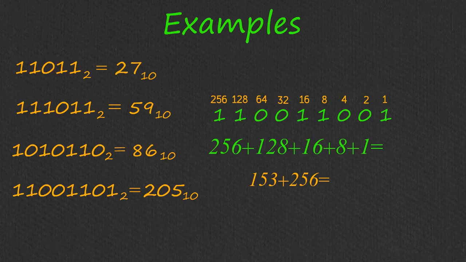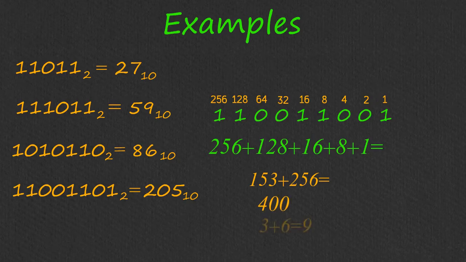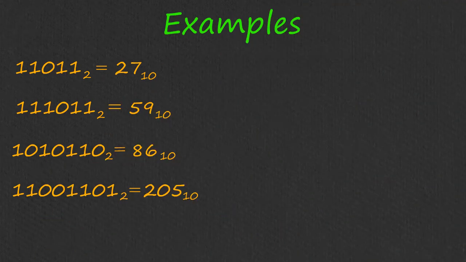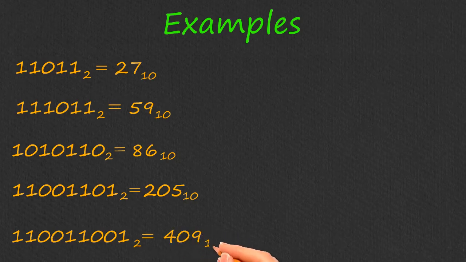I will do chunking again. First adding the hundreds, then the tens, and finally the units. So 200 and 100 makes 300. 50 and 50 makes another 100. So in total, we now have 400. Lastly, we can add 3 and 6 together to get 9. Therefore, our final sum is 409. We can then write down that 1100110001 in binary is equal to 409 in decimal.